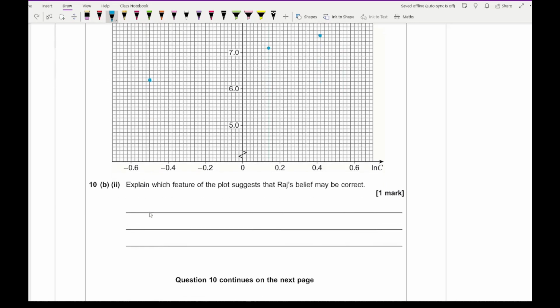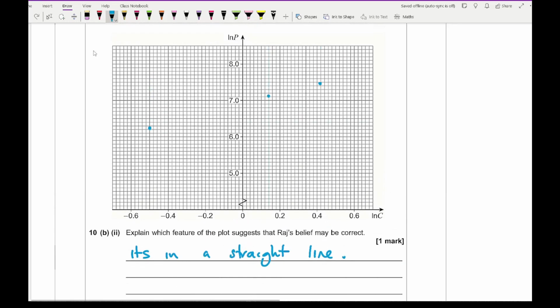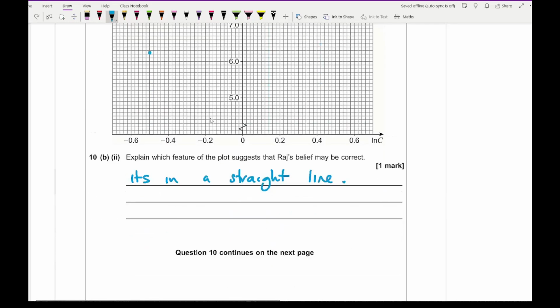It then says, explain which feature of the plot suggests that Raj's belief may be correct. Well, it's the fact that it's in a straight line. So something along those lines, because it represents a linear function, it's going to be all good.